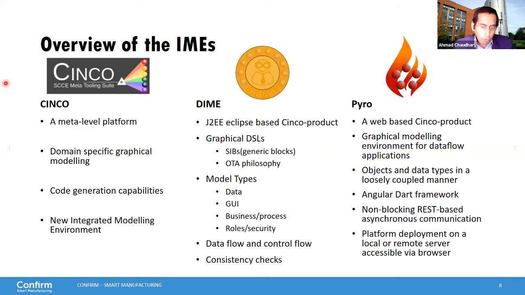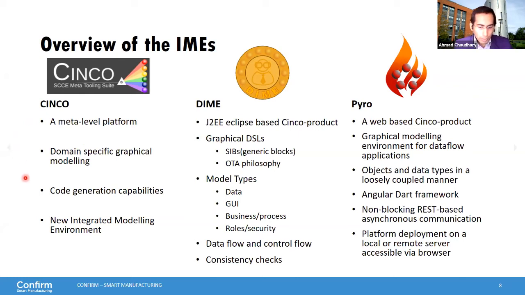The aim of domain-specific languages is to minimize the knowledge gap between domain experts and software developers. But the effort to develop these tools from scratch is enormous because of the sheer cost and complexities of managing their code, its quality, and its support. So CINCO plays a role here. This is a meta-level platform that wipes out these challenges by providing the required domain-specific graphic modeling and code generation capabilities.